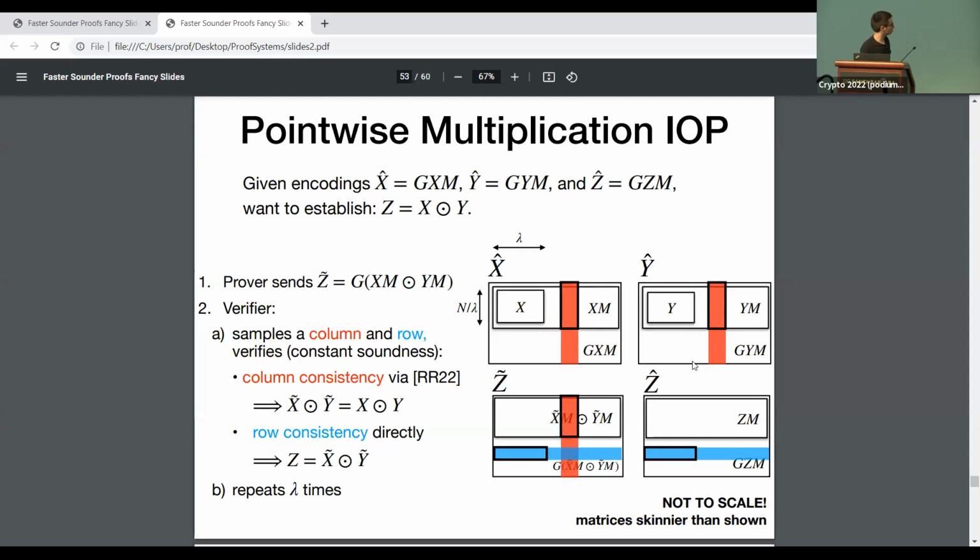And checking the rows here, because remember these are actually tall skinny matrices, checking the random rows you don't need anything special. You can just do this directly. It doesn't cost anything.